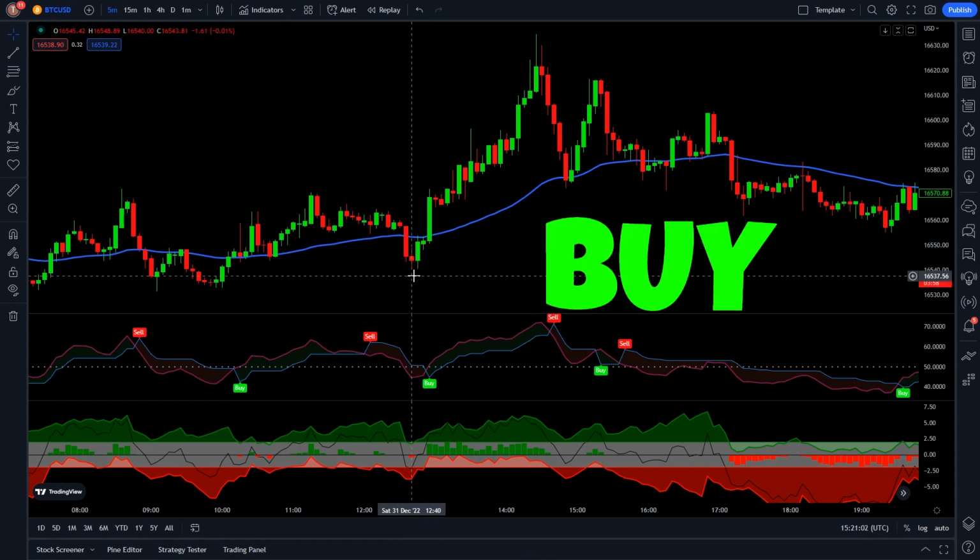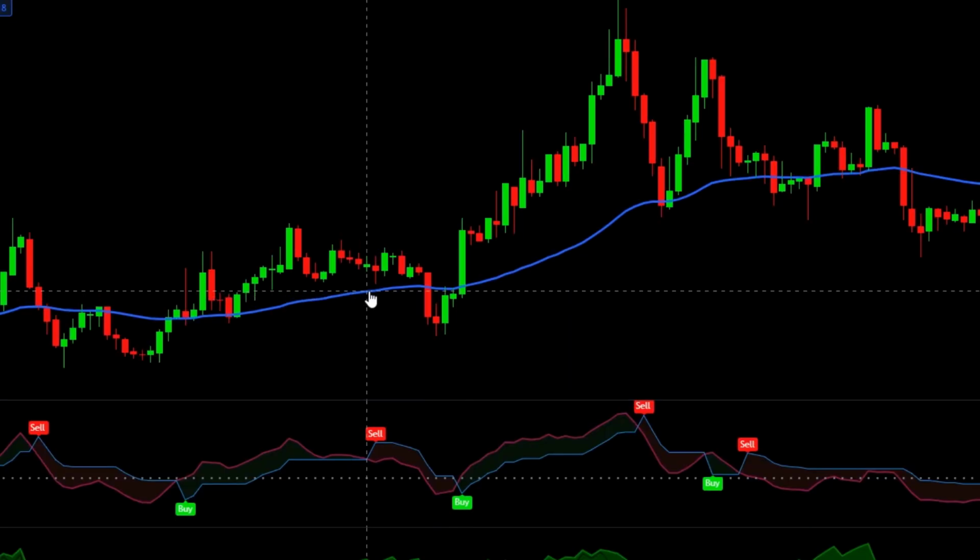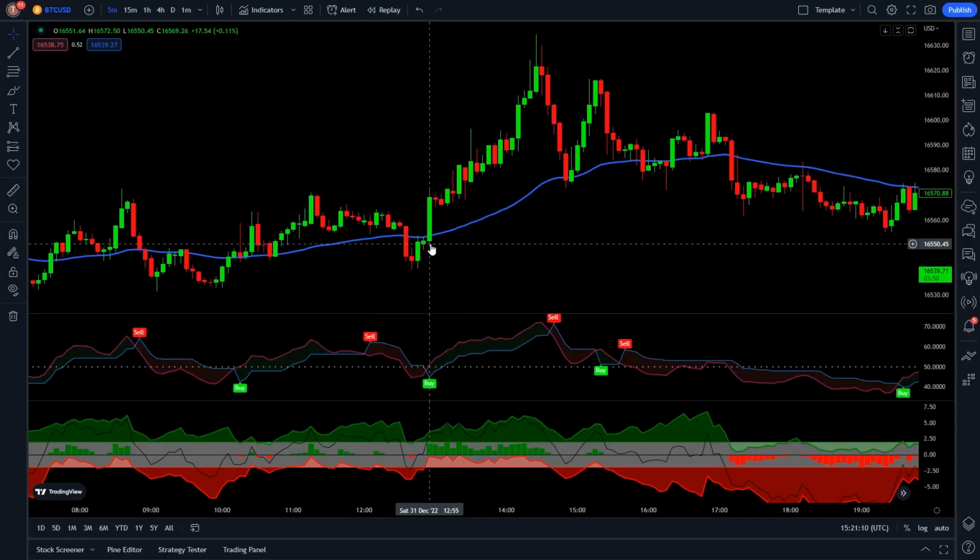So I'm now going to show you how to take buys and sells. For a buy, the first thing we want is for price to pass over and close above this blue line here, which is the 50 Exponential Moving Average. You can see on this green candle here that the price has closed above it.